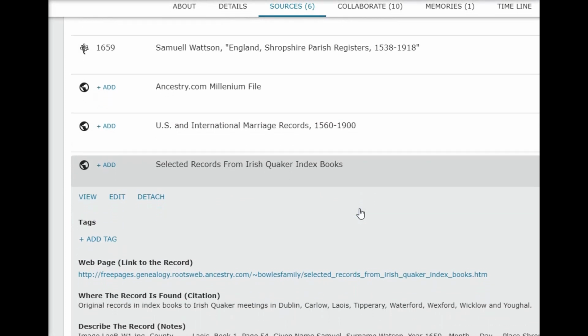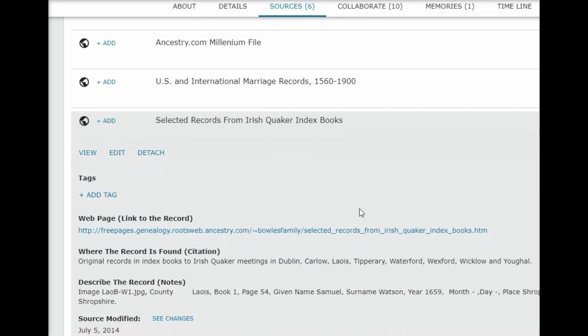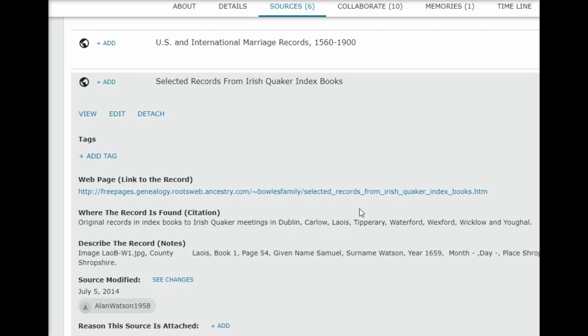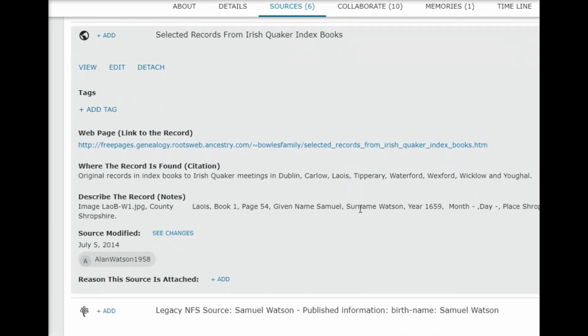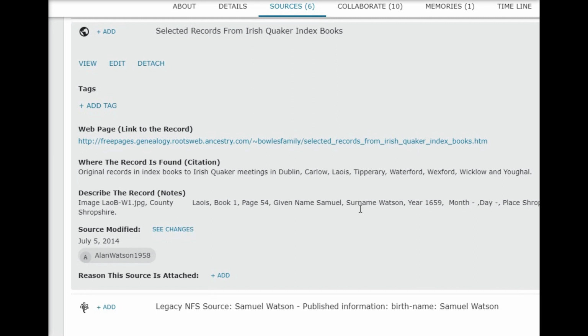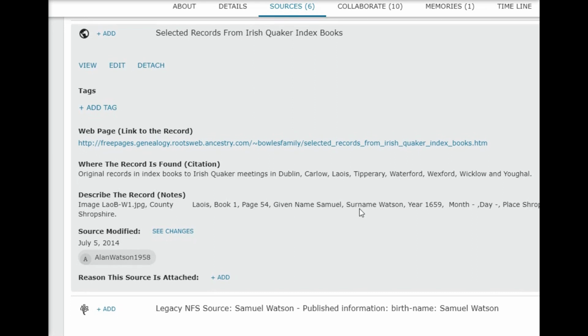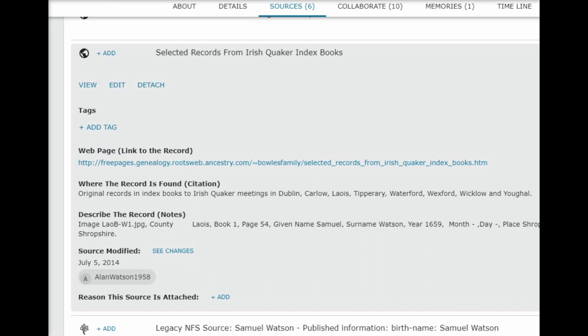I don't know why they would be in the Irish Quaker index books if they weren't Quakers back then. This particular link is dead, so I'm going to have to look for some other sources here. One of the reasons I have to ask when they became Quakers is because I'm not really familiar with the idea of Irish Quakers. That is quite a different picture in my mind than the way they are usually depicted in the media.